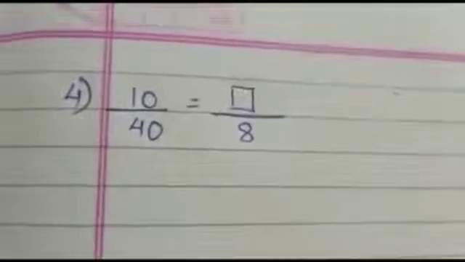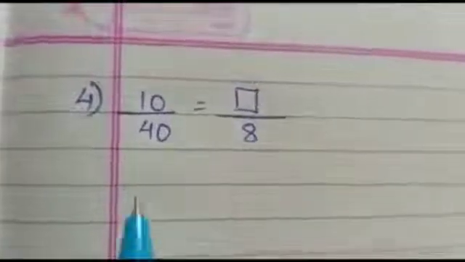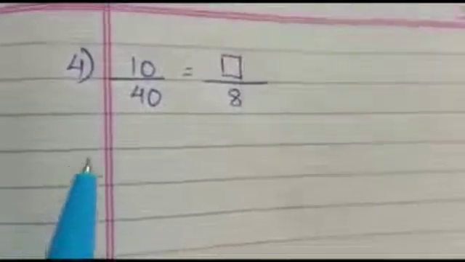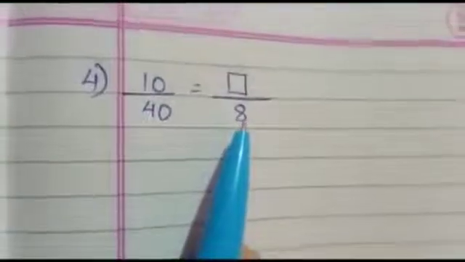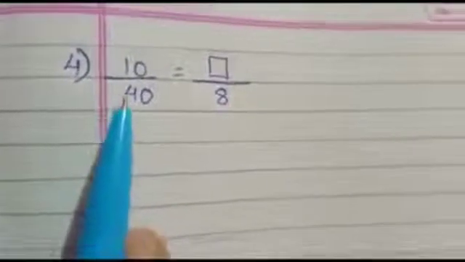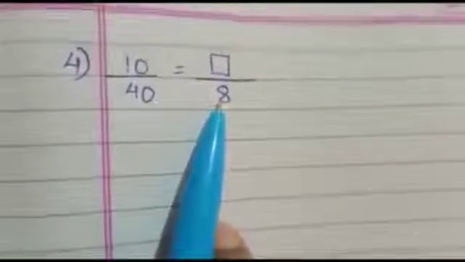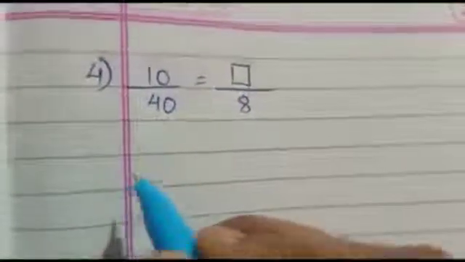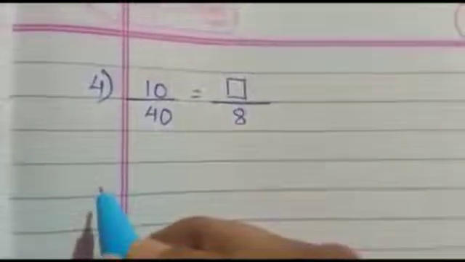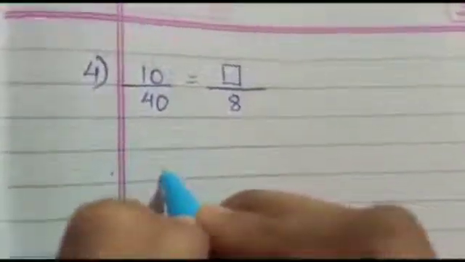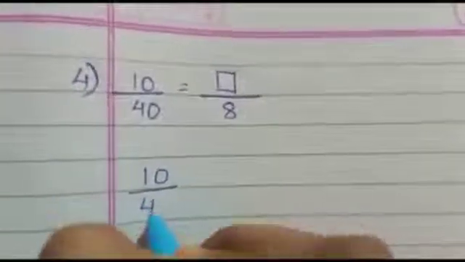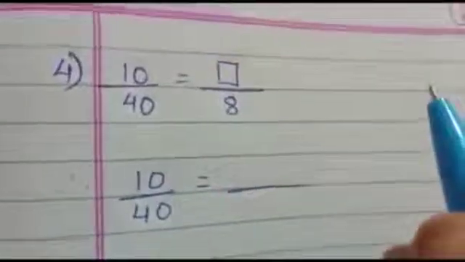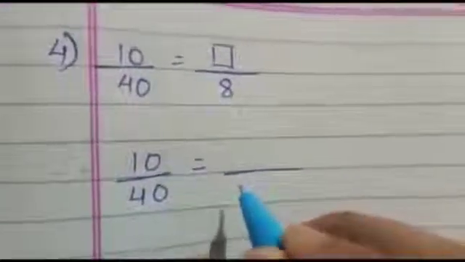Now students, look at the fourth one. It is 10 upon 40 is equal to numerator we have to find out and denominator they have given. Which is the smaller number? 8. Now 8 is a smaller number. Is 40 coming in 8's table? Yes. 8 5's are 40. So how you are supposed to write this? Therefore 10 upon 40 is equal to numerator we don't know.